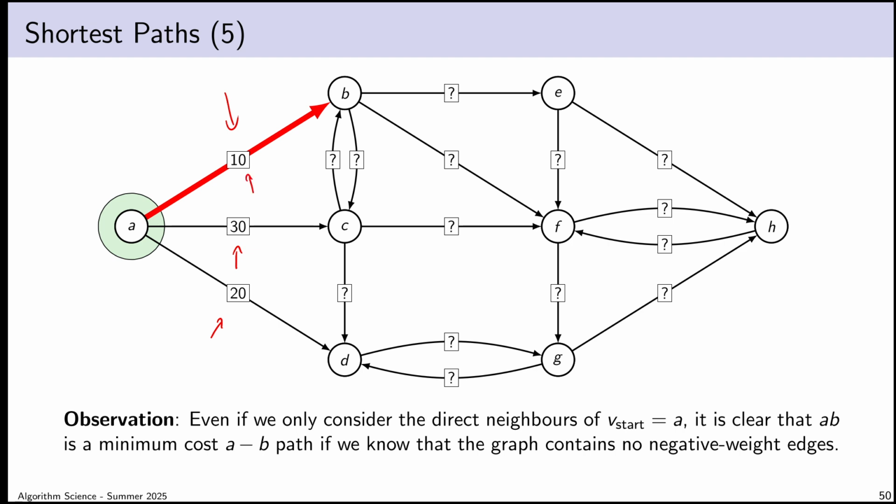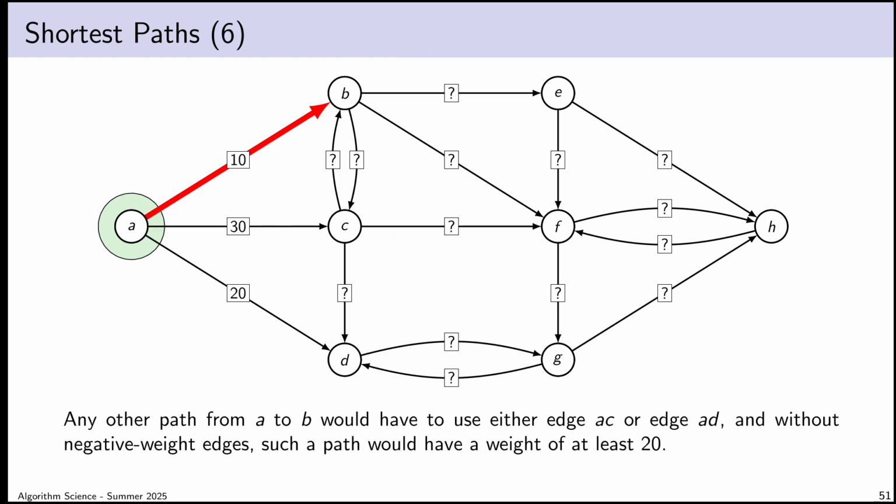If the graph contains no negative edge weights, how can I begin by paying $30 and end up eventually back at vertex B having paid less than $10? That doesn't make any sense. And so at this point, because I have no negative edge weights, this observation does hold up.